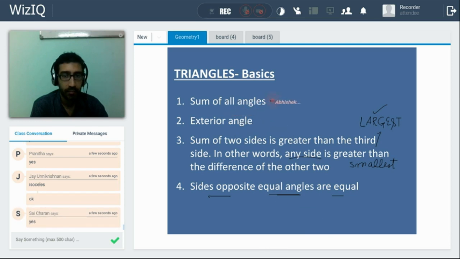Okay. Sum of angles we discussed is 180. Sum of interior angles, clearly that's what I meant here. Sum of all interior angles.